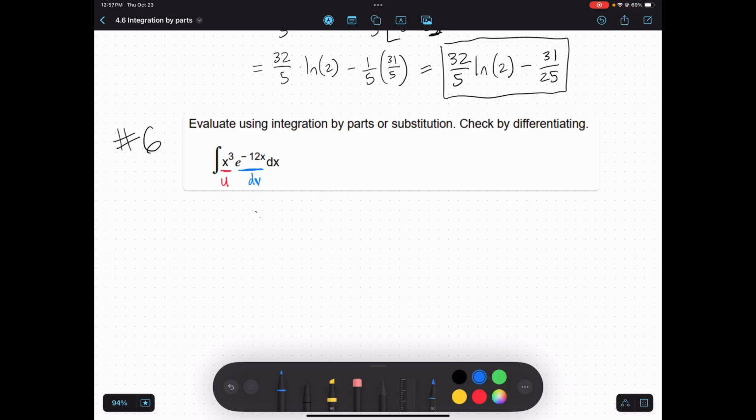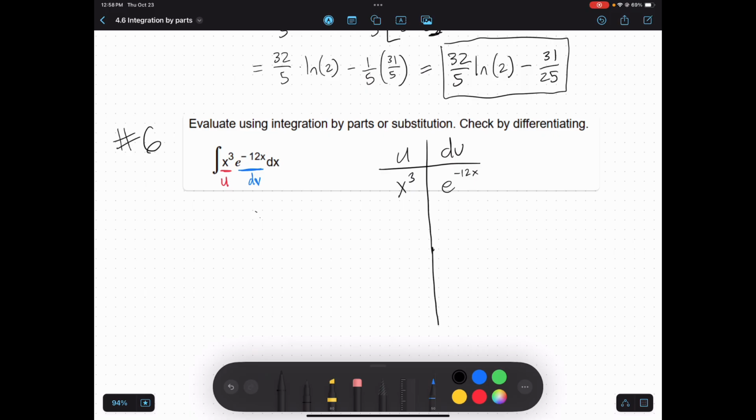So I already know how I'm going to choose them, but hopefully you can see how, because u is x cubed, it's going to take a while for it to actually get down to a constant value. This is going to require using integration by parts multiple times, which means I can use tabular integration by parts to work through this one. I know what my u and dv are going to be. I'm going to choose x cubed as u, and I'm going to choose e to the negative 12x as my integrable function. And now let's just start taking derivatives and taking antiderivatives.